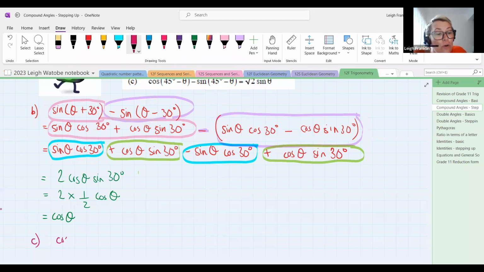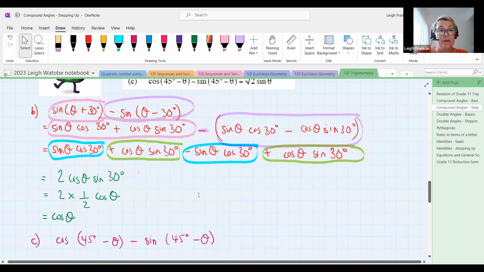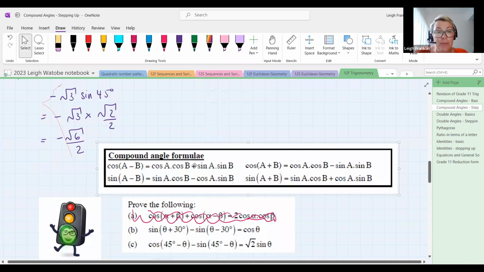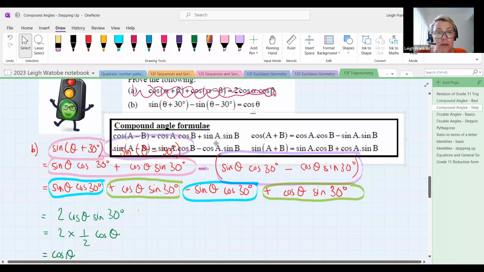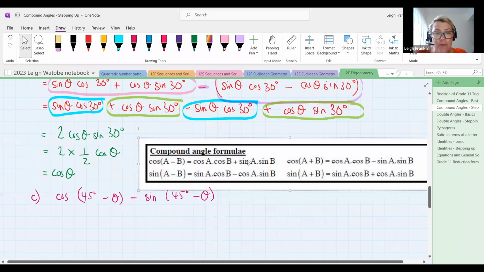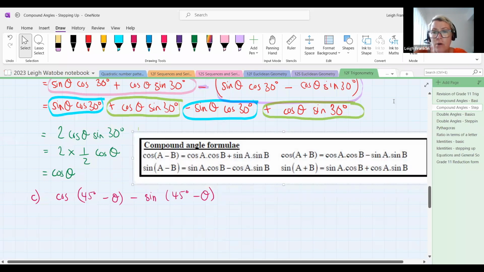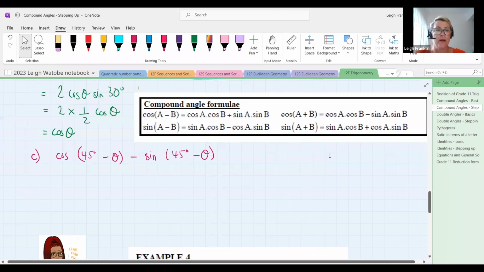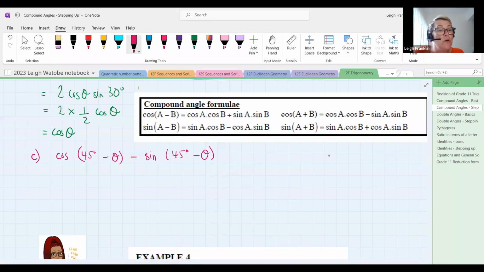Okay, so we've got cos(45 minus theta) minus sine(45 minus theta), and that's supposed to equal root 2 sine theta. Okay, let's just bring these formulae down as well, so we've got them to refer to. I'll stick that over there. Okay, and now we're ready. Those of you that did manage to do this, you can mark it as we go through it.